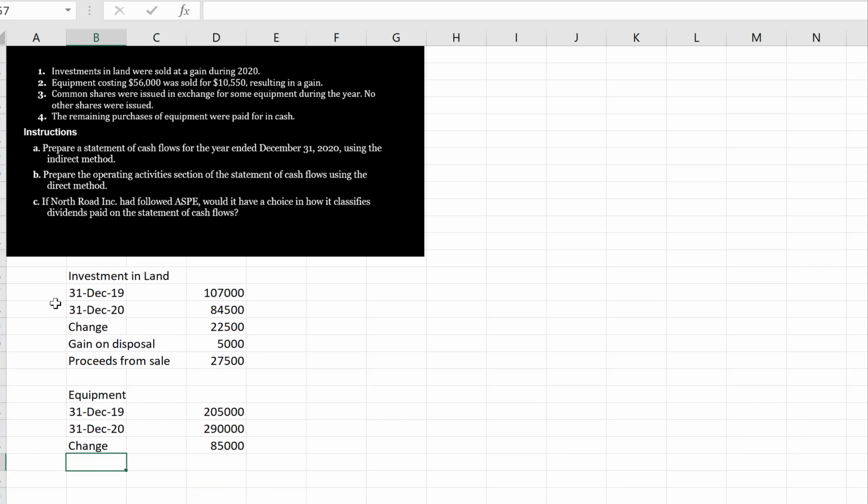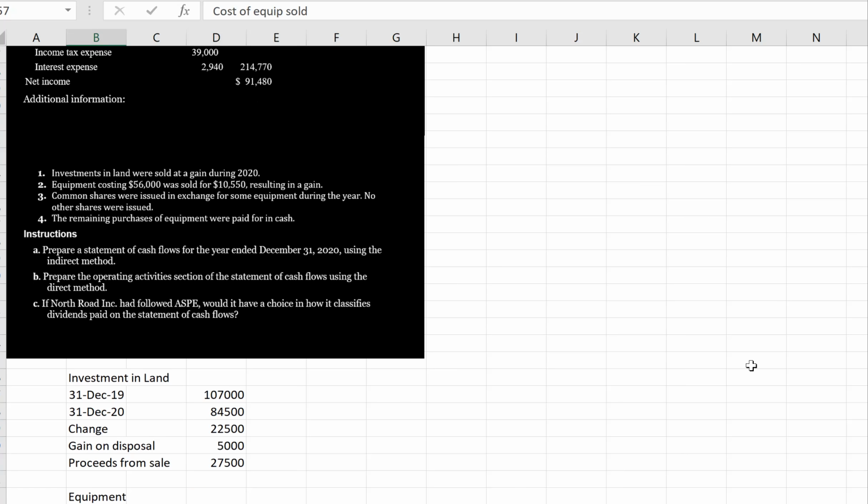Okay, so that's interesting. So we've got this increase. We know what the cost of the equipment is, the cost of equipment sold. We're told right there in supplementary information number 2 that the cost of what was sold was 56,000. So let's take that off. So we've got 56,000. That's the cost of what was sold. It resulted in a gain. It was sold for 10,550. That might help us with the proceeds. Well, the proceeds then are 10,550. Actually, it just gave us that number.